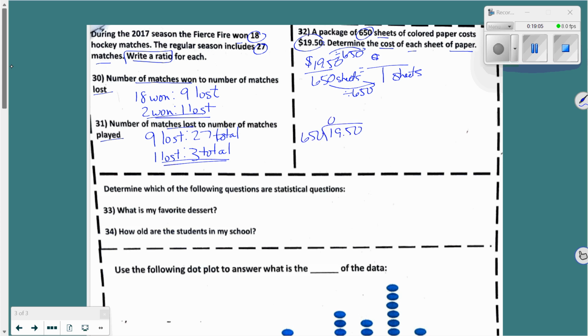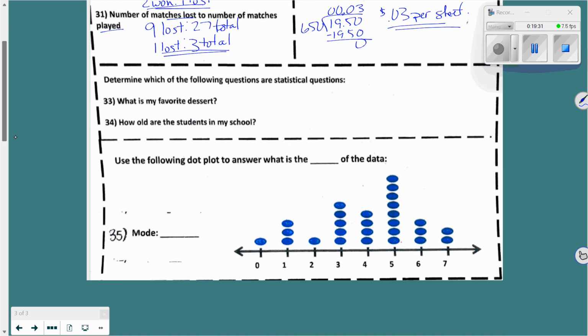Won't go into 1, won't go into 19. My decimal comes up. Won't go into 195. 1950 actually is going to go about 3 times. Give me 0, 15, 18, 19. So exactly 3 times. So what is my cost? 3 cents. 3 cents per sheet.